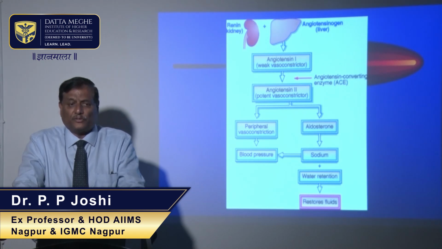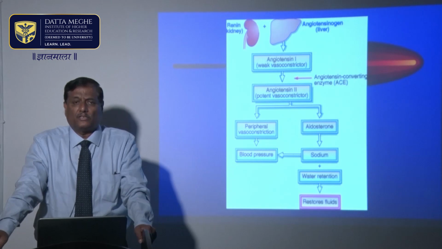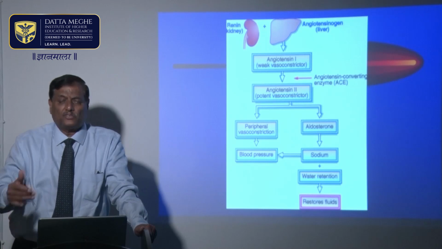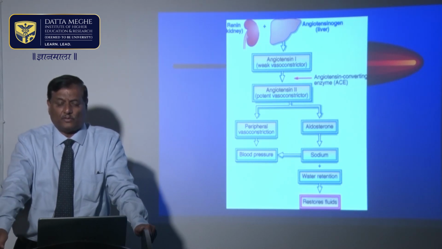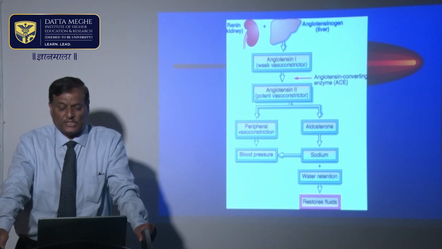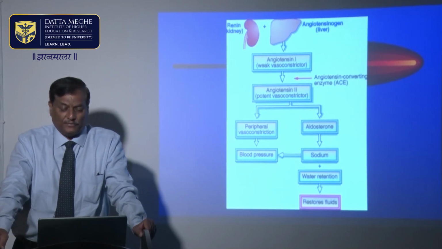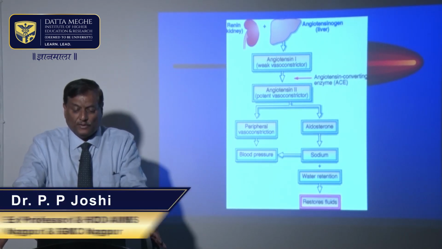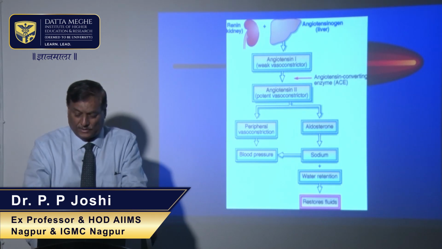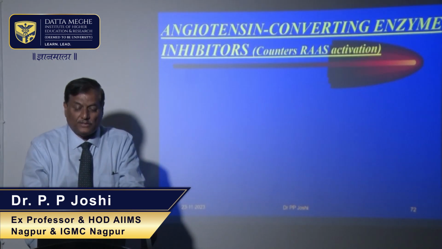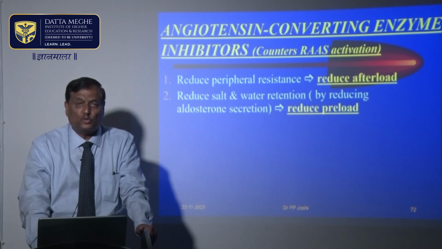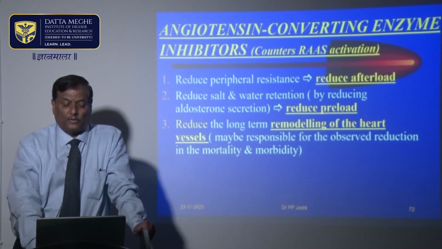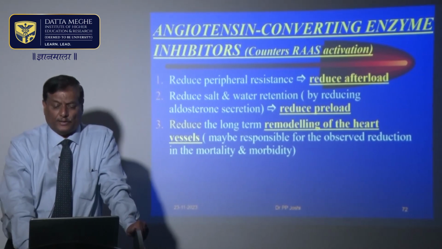This whole picture which you are seeing is known as the renin angiotensin aldosterone system, and we have angiotensin converting enzyme inhibitors which work proximally to prevent the conversion of angiotensin 1 to angiotensin 2, whereas angiotensin receptor blockers act more peripherally and prevent the action of angiotensin 2 on these receptors. So then we have drugs which counter the RAS activation. They reduce peripheral resistance, reduce afterload, and they also reduce salt and water retention by reducing aldosterone secretion, and therefore reduce preload.